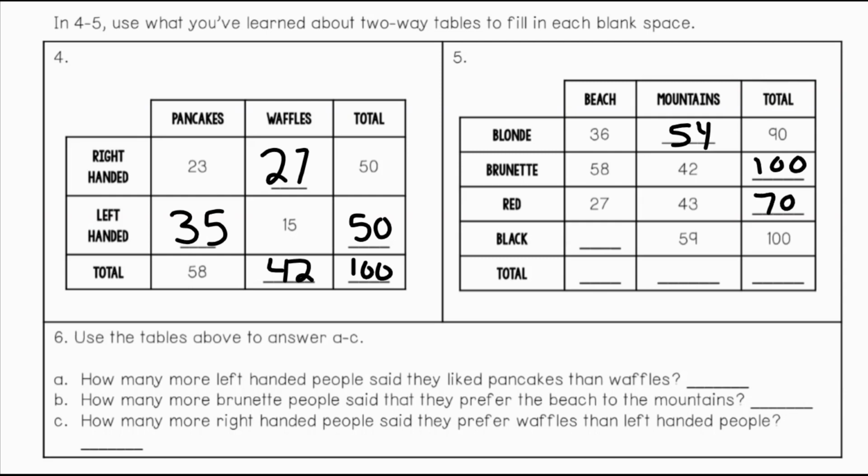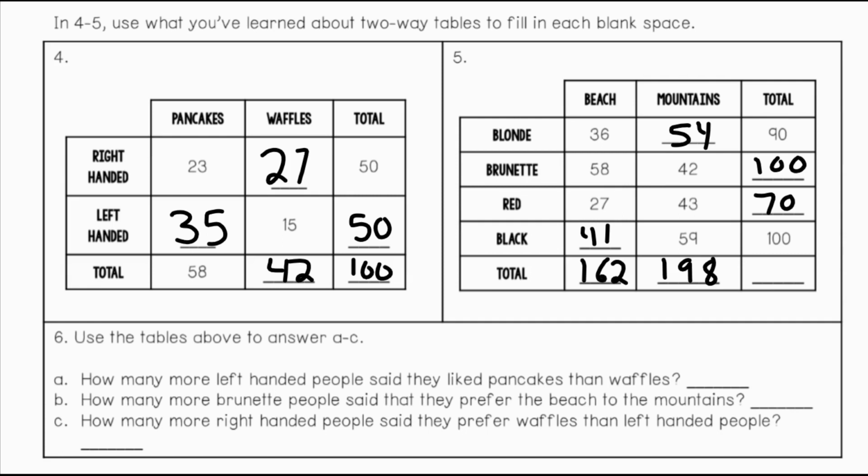Then I have black hair color. I have 100 total, 59 prefer the mountains. I would need to subtract to find the amount who prefer the beach. 100 minus 59 is 41. Now I can find the total people who prefer the beach and the total people who prefer the mountains. 36 plus 58 plus 27 plus 41 would give me 162 people who prefer the beach. 54 plus 42 plus 43 plus 59 would give me 198 people who prefer the mountains.